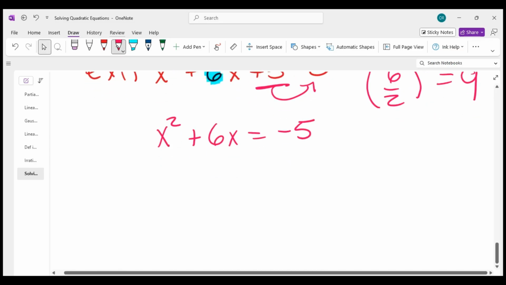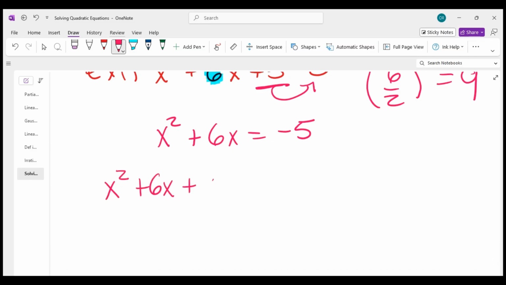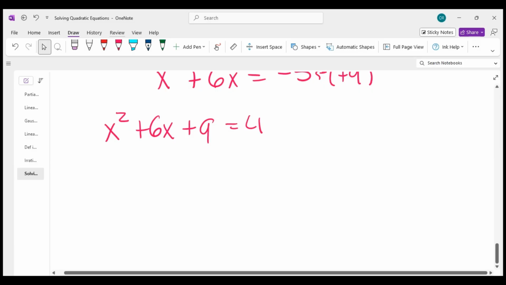And so what this is going to look like is it's going to turn into x squared plus 6x plus 9 equals 4, because we're also adding 9 to this side. Because what you do to one side, you have to do to the other.